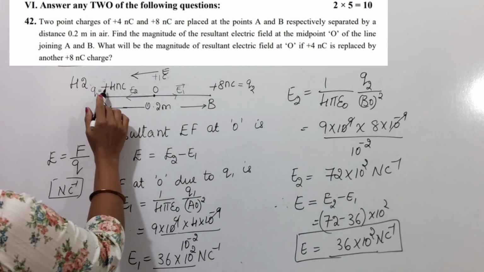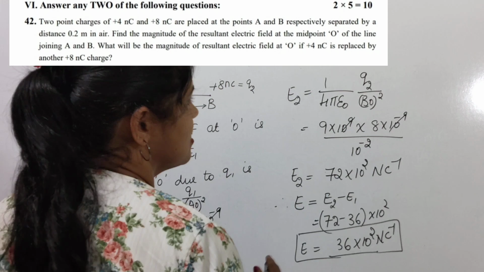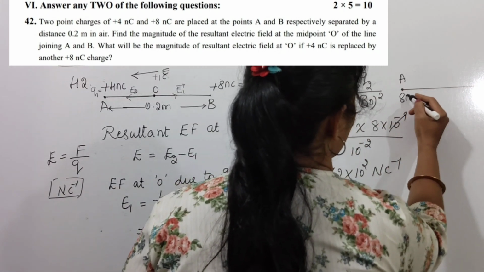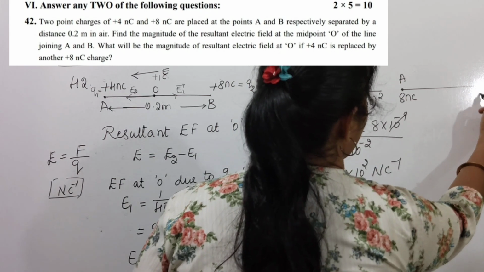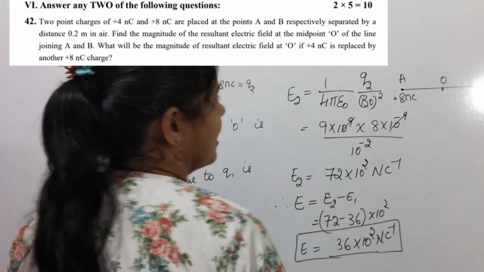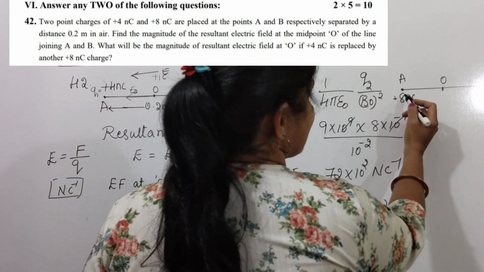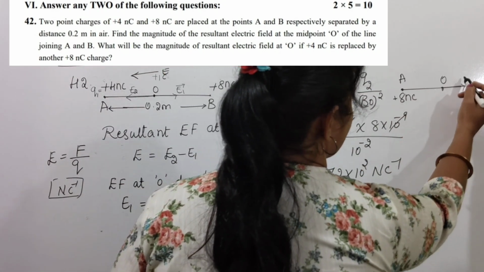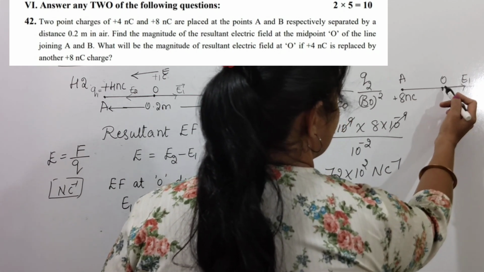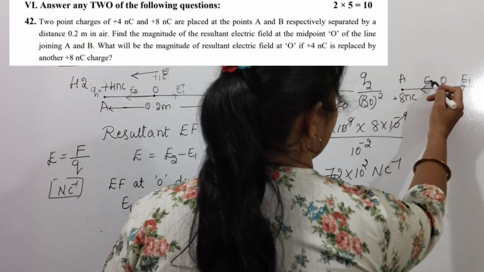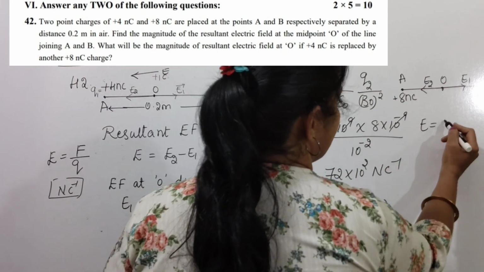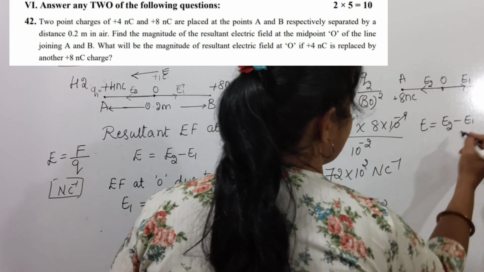So here, instead of 4, if I write 8 nanocoulomb, then what happens? Let us consider that at A, 8 nanocoulomb is placed, and at B, 8 nanocoulomb, both positive. We need to find the electric field at O. Plus 8 nanocoulomb produces an electric field away from it, and the second one also produces an electric field away from it. So E1 and E2 are in opposite directions. Now the resultant electric field is E2 minus E1.